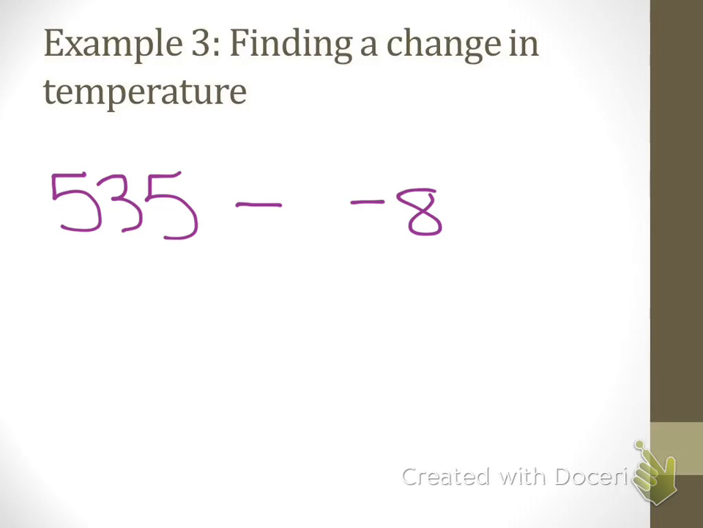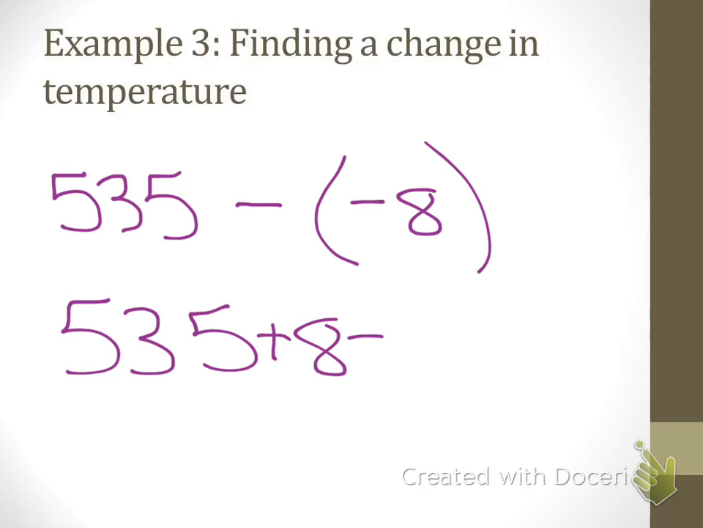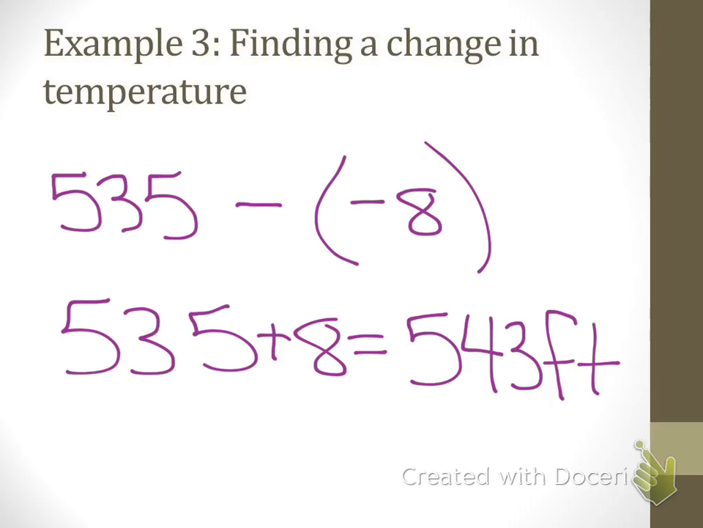Now it said, find the difference. So I know that I'm subtracting. Negative 8 goes in parentheses. And 535 plus 8 is 543 feet. Okay, raise your hand if you got that right. Very good, very good. Okay, so write the integers first and then connect it with the operation.